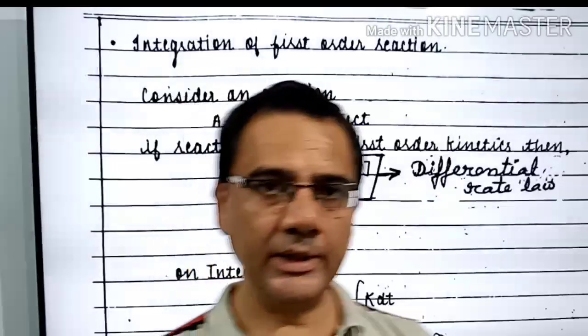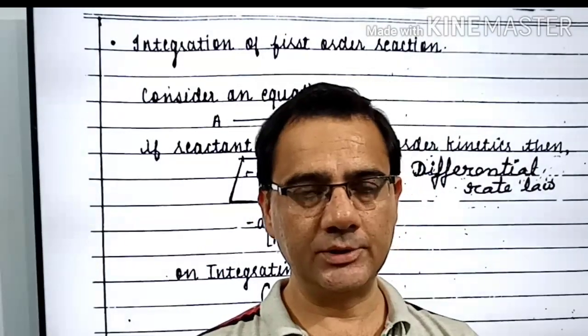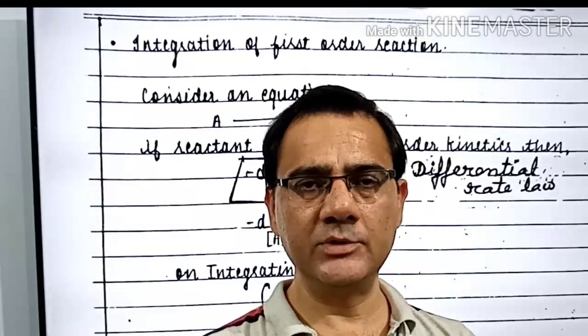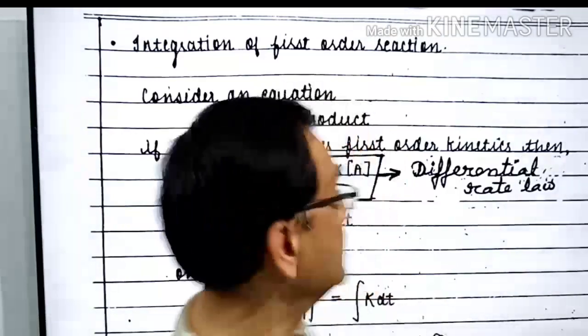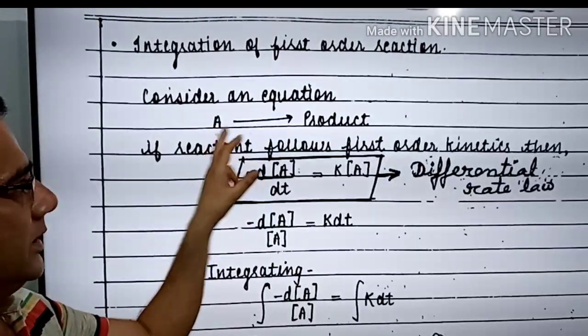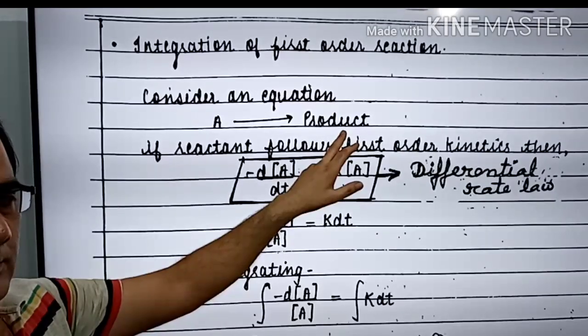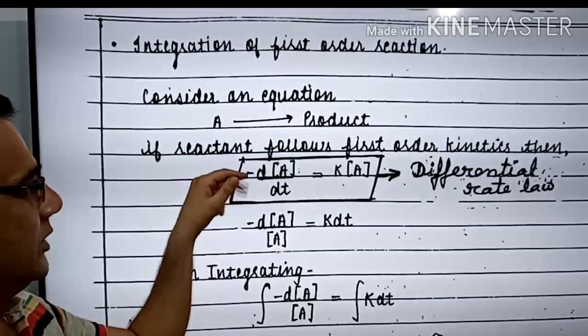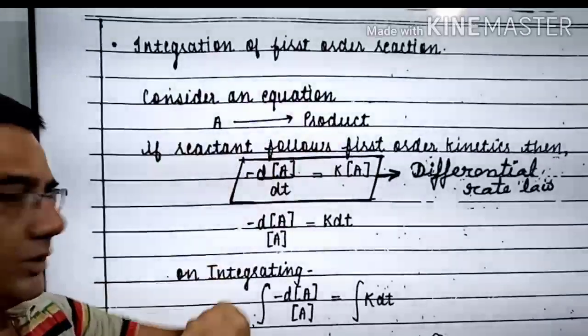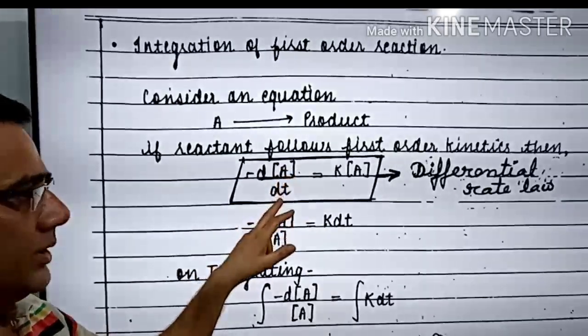Now we will study the integration of the first order reaction. A few steps will be the same, only in place of zero order we will use first order. See, integration of the first order reaction. This is the reactant A converting into the product. So rate is equal to Ka, or in place of rate, just now I told you what we write: minus d[A]/dt is equal to Ka.